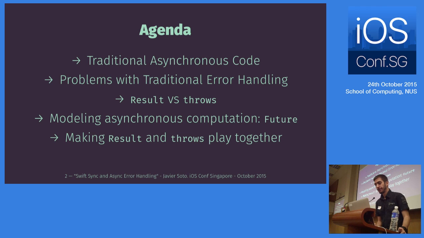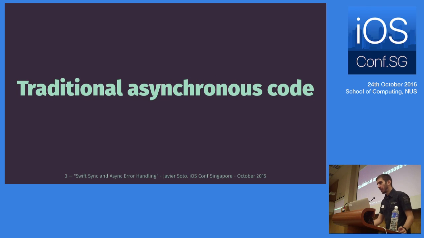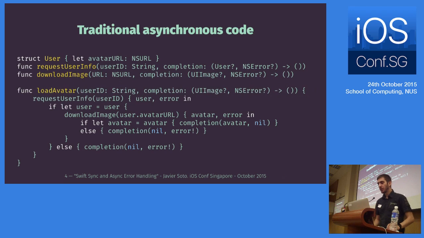All right, so let's talk about the problem first. I have some code here that hopefully will look familiar to you. This is the classic completion block within completion block style of writing asynchronous code in Objective-C. This is written in Swift, but it's essentially the same thing. We're using completion blocks, and each of those completion blocks can carry either some value that it returns asynchronously or some error if it fails to retrieve it.